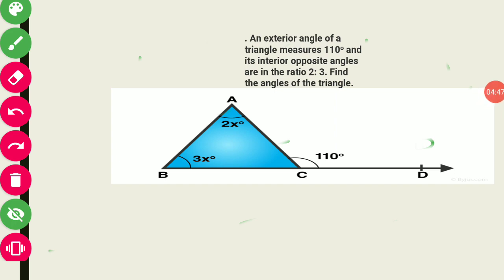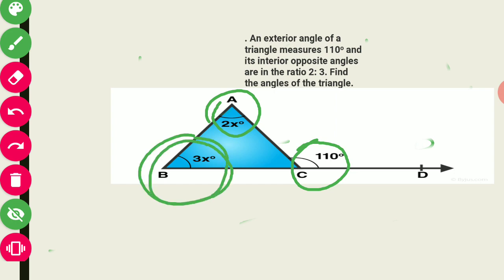Now see the next question. An exterior angle of a triangle measures 110 degrees, and its interior opposite angles are in the ratio of 2:3. So you have to find the angles of the triangle. You can see here the exterior angle is given as 110 degrees, and these are the two interior angles. One is 2x and one is 3x. Now you have to calculate the value of this x first, and then find out these two interior angles. So let's proceed with it.